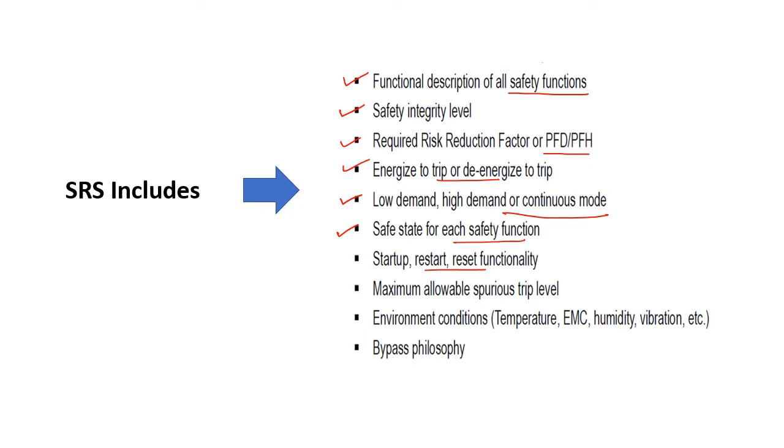Then we need to discuss the maximum allowable spurious trip level, environmental conditions and bypass philosophy. So all these things should be contained as a minimum in the SRS. And when we are preparing it, or somebody else is preparing it, we need to review the SRS. We need to see whether this information is captured in the SRS or not. If it is not captured, we should go back and ask the concerned team about the relevance of the same and why it needs to be captured.